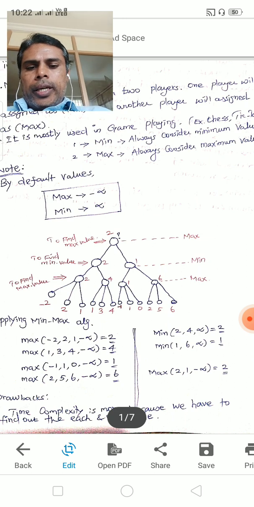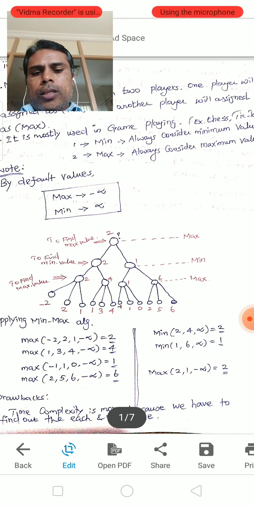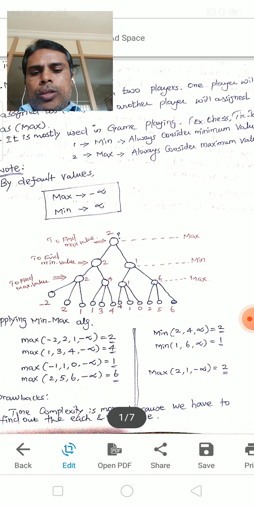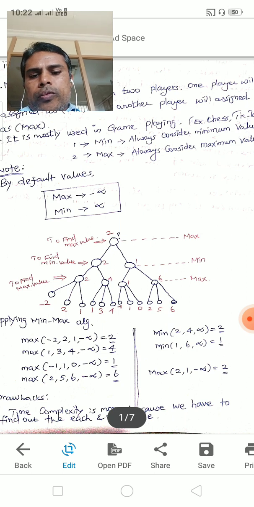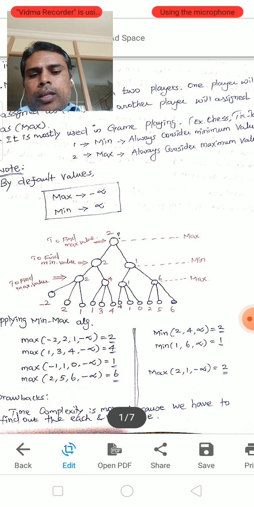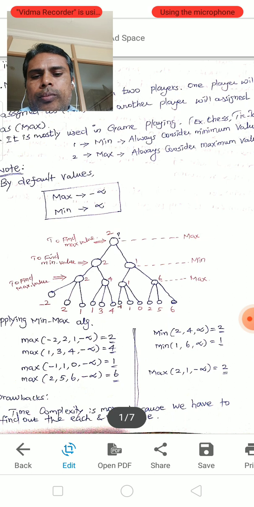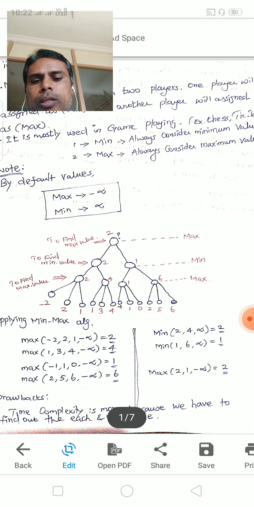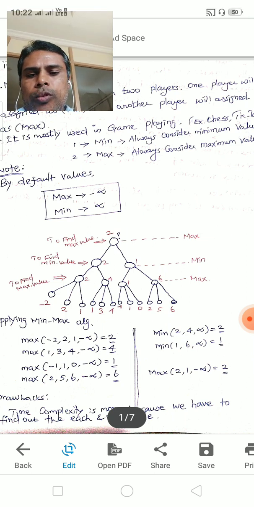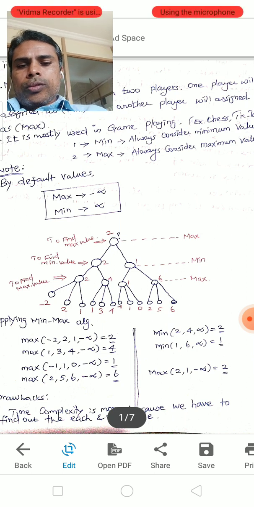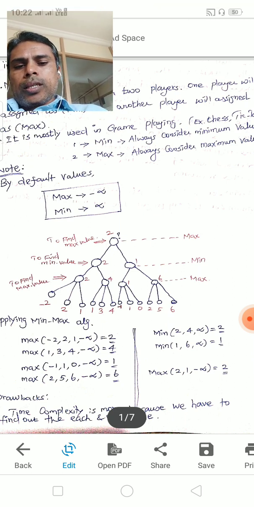Second, the next child has three children: 1, 3, 4. You update the maximum value from the three leaf nodes: 1, 3, 4, and minus infinity. Which one is the maximum value from these four values? Obviously 4 is the maximum. Therefore this node has the value 4. So 4 should be placed in this node.